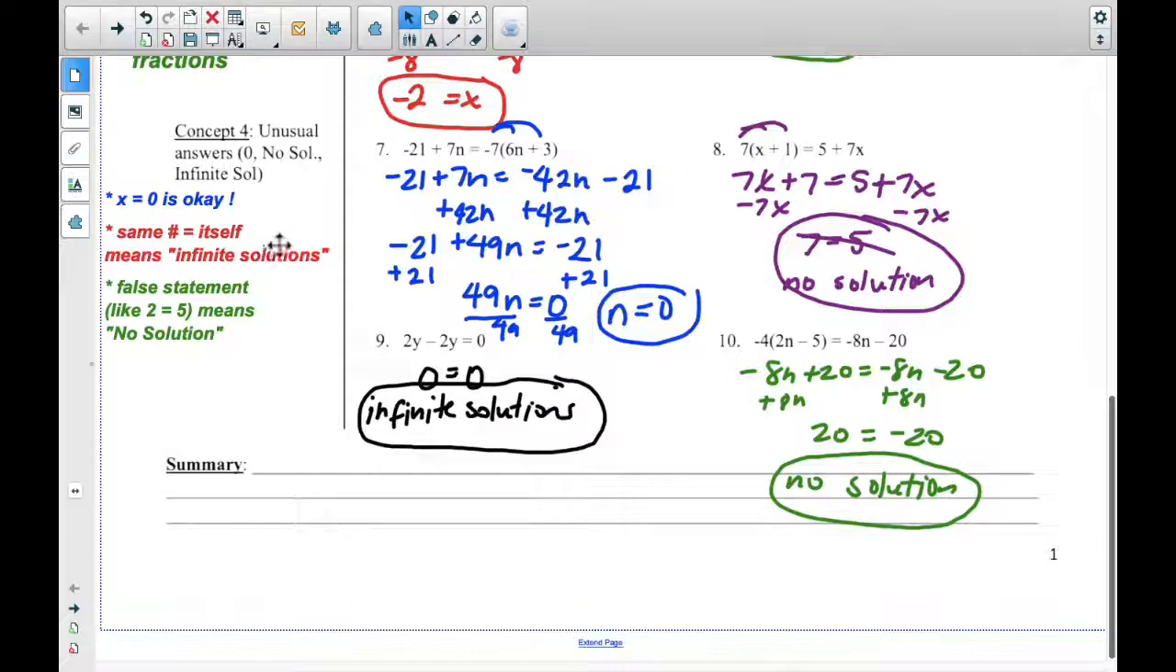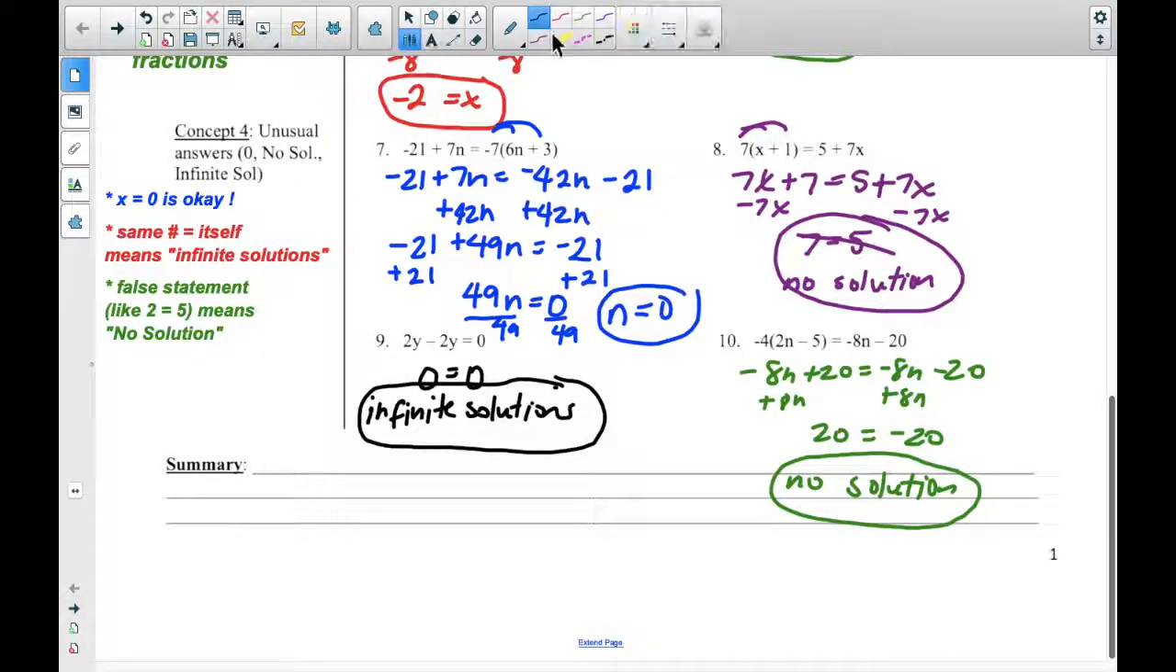The other two are the ones that people sometimes get confused. If a same number is equal to itself, that means infinite solutions. And if it's some kind of a false statement, like 2 equals 5, that means no solution. And the last thing I might say about infinite solutions is, what that means, you could plug any number in for y, and it would work. Okay, let me show you what I mean. Let's say we plugged in y equals 0. We would get 0 minus 0 equals 0.